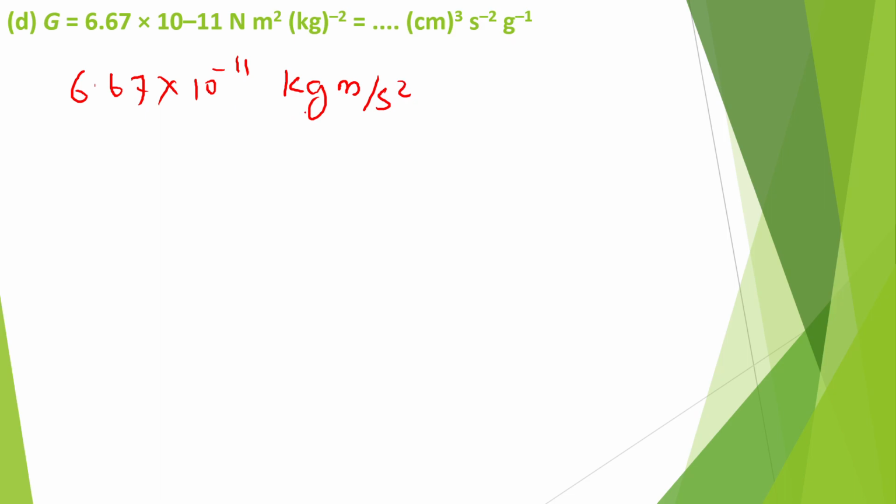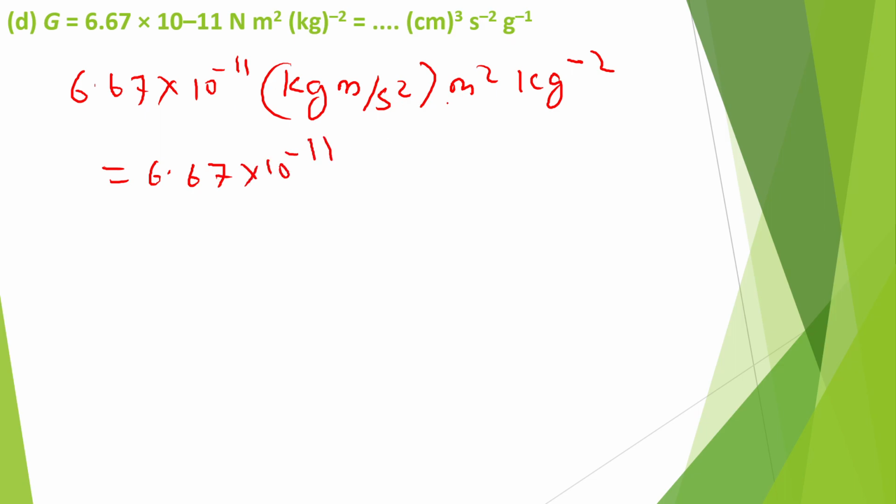Because force is equal to mass into acceleration, the unit is kilogram meter per second square, into meter square kg raised to minus 2. Once you solve this, you will be getting 6.67 into 10 to the power minus 11. Here 1 kg and here also 1 kg, so it will be cancelled. Here 1 meter and 1 meter, so we will be getting meter cube, and kilogram and kilogram will be cancelled here, second raised to minus 2 and kg raised to minus 1.